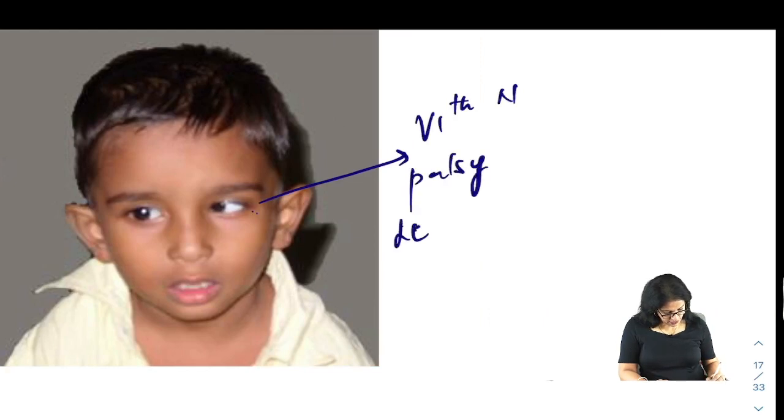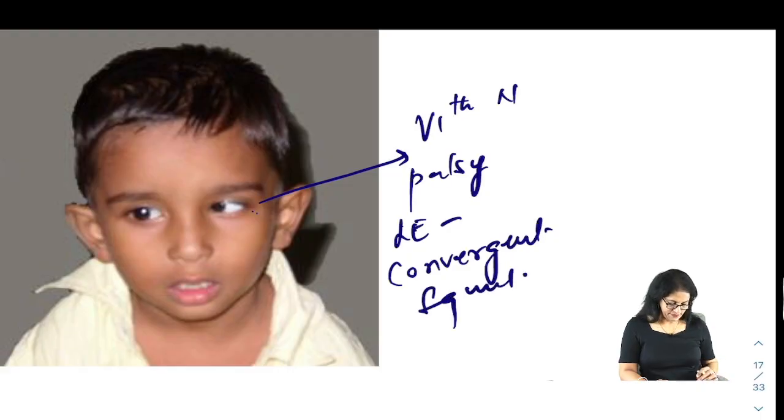So have a look. This is a child with a convergent squint, lateral rectus not working. This is your sixth nerve palsy, with convergent squint, right? So in the left eye, why is it converging? Because the lateral rectus is not working. So, convergent squint.